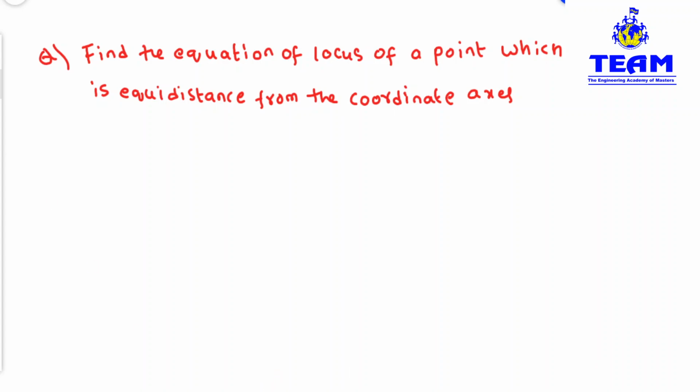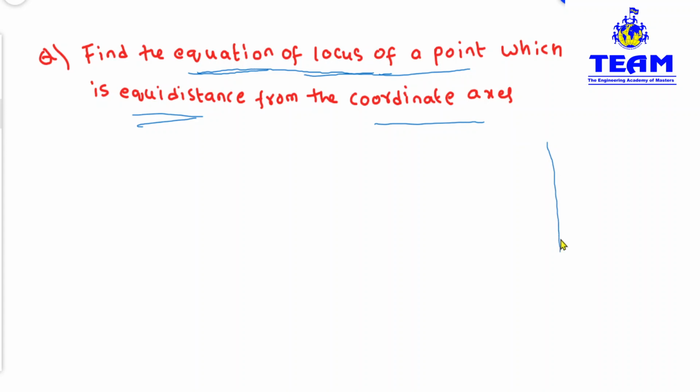Friends, in this video we are solving a problem on locus. The given problem is: find the equation of a locus of a point which is equidistant from the coordinate axes. Okay, you see friends, what we are finding is the equation of a locus of a point. What is meant by locus? Locus is nothing but a moving path which should satisfy the geometrical condition. What condition are they giving? Equidistant from the coordinate axes.